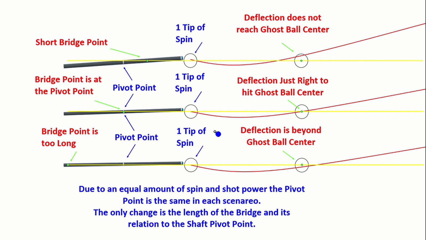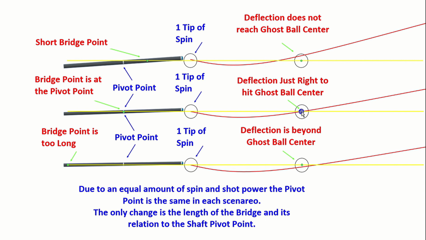Bridging exactly at the pivot point for the particular shot ensures deflection aligns perfectly and sends the cue ball directly to the ghost ball center. You can use this information and the ultimate training aid to find the pivot points for your particular cue.